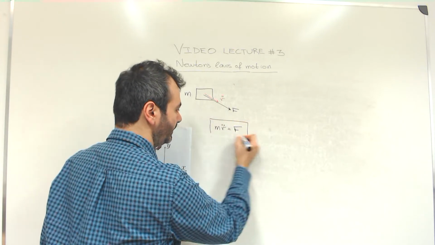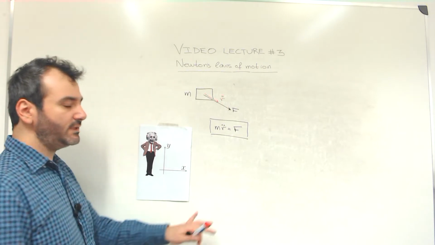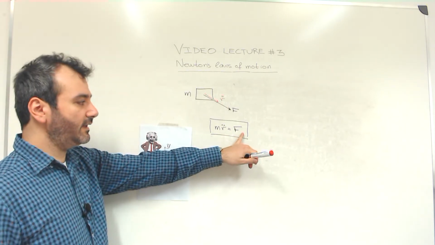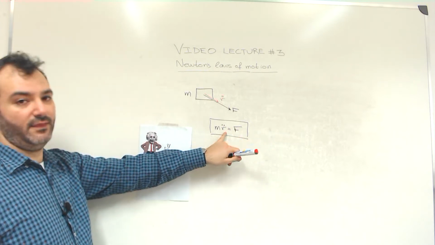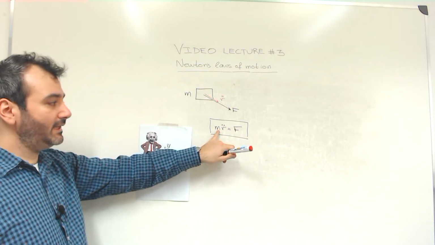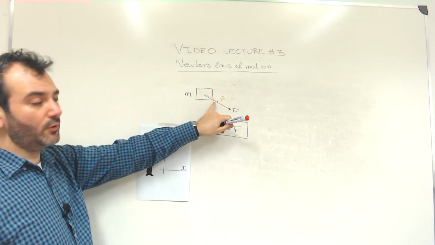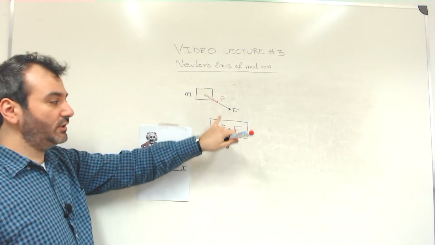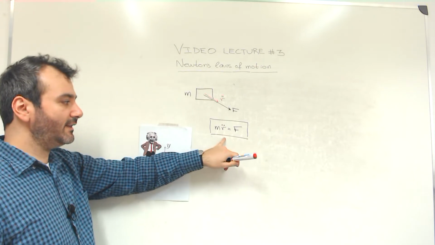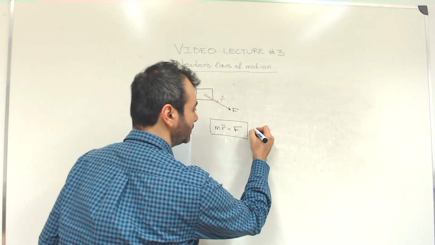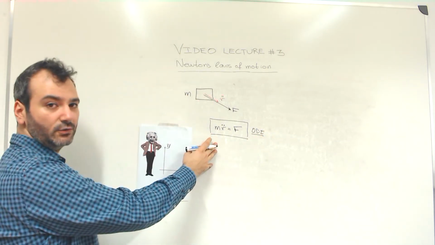m times acceleration is equal to force. Now this says three things. First of all, that the force and the acceleration are proportional one to the other, and this coefficient of proportionality is the mass of the object. Second, as I mentioned before, they have the same direction. And third, and most important for our purposes, is that this is an ordinary differential equation, which is of second order.